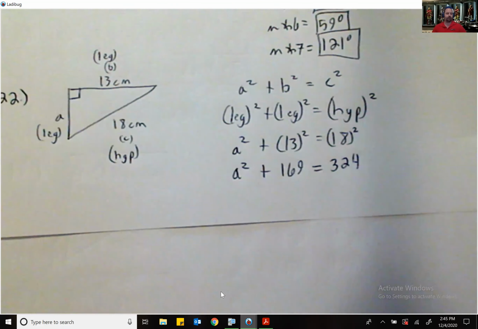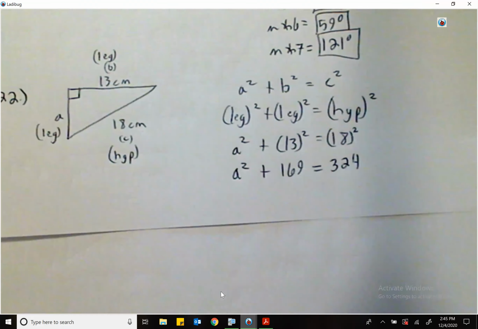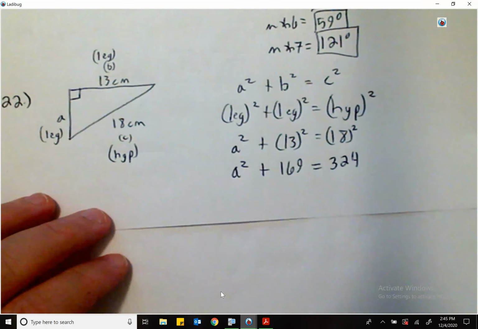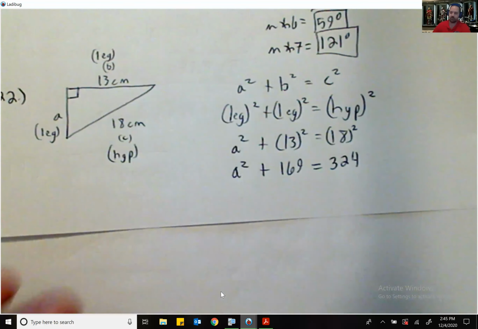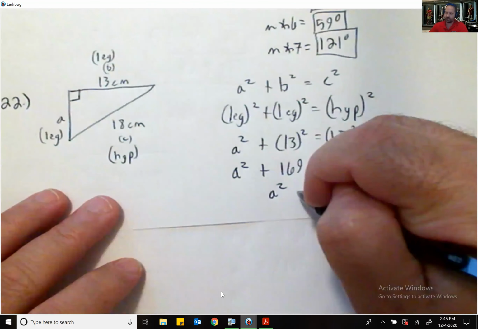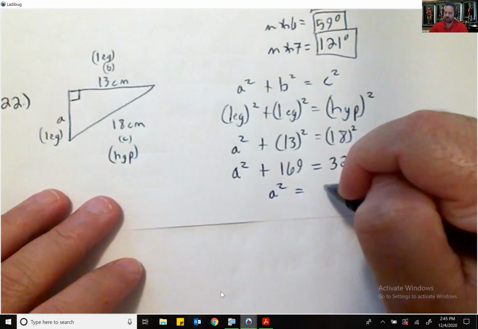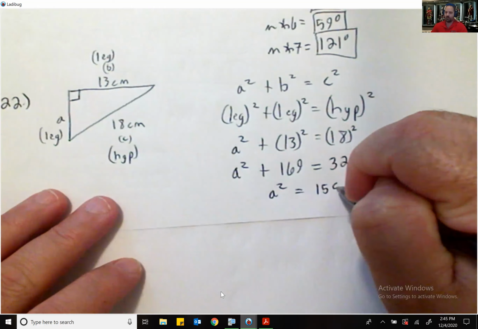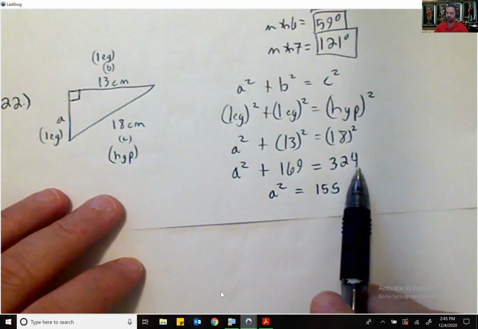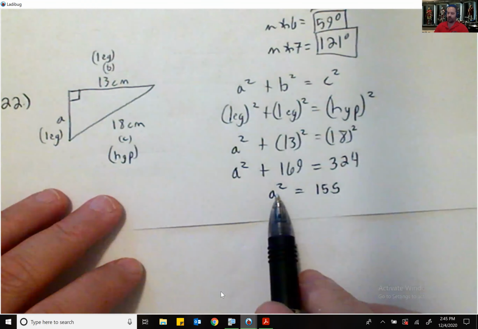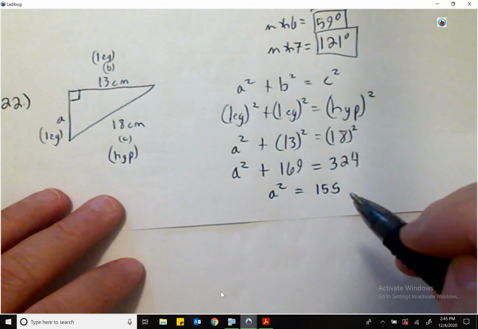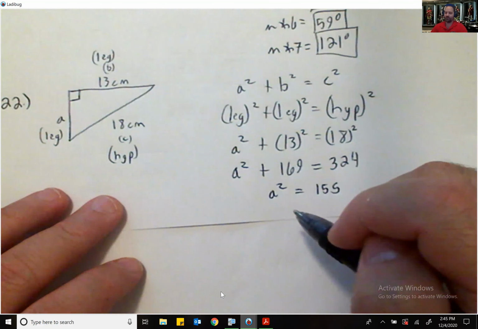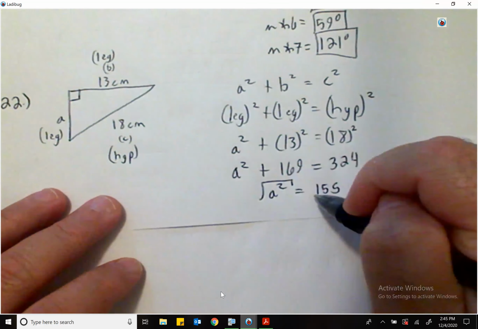Now what are we going to do? Put numbers together. Let's do A squared equals 324 minus 169. Perfect. So A squared equals 324 minus 169. So that's 155. Because all we did was subtract 169 from both sides. And then now, how do I get rid of something squared? I forgot how they call it. Square root both sides.